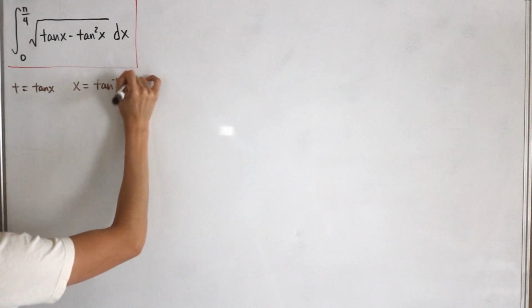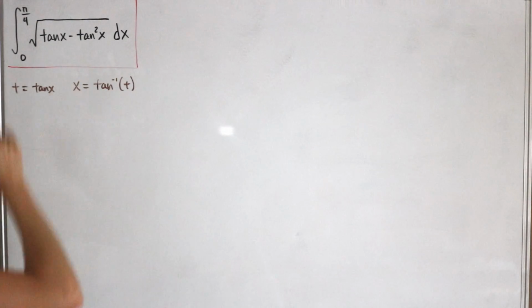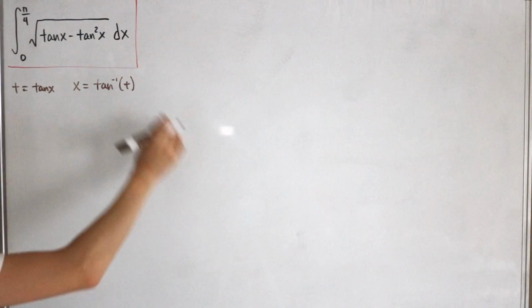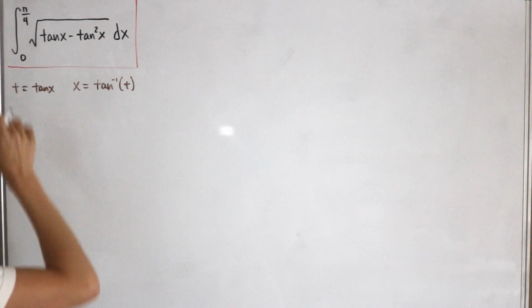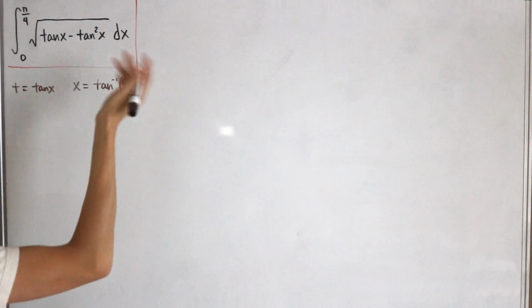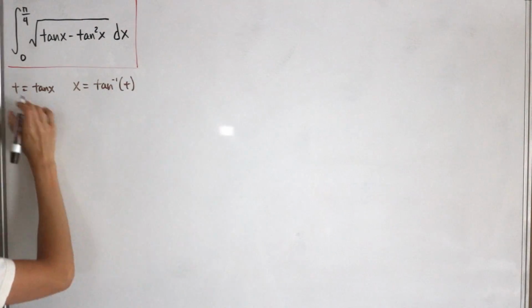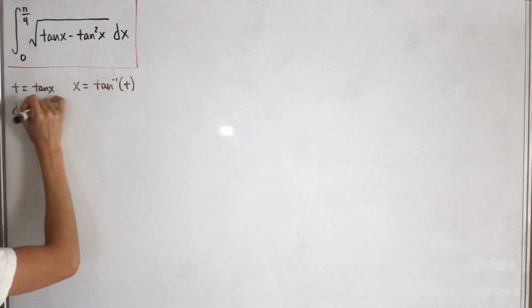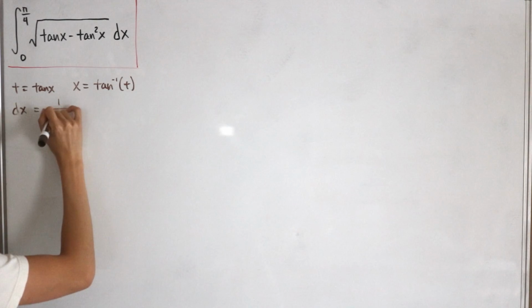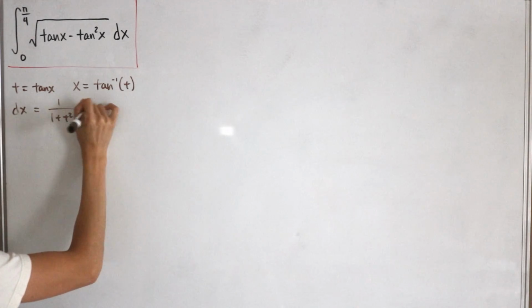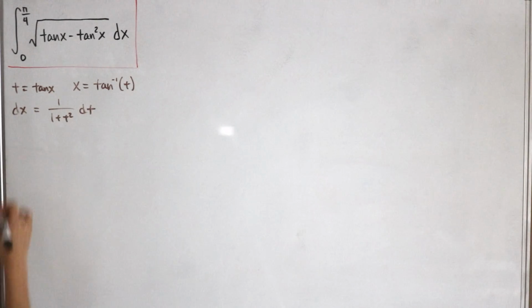inverse tangent of t. Another thing to add is that we want a dx differential, since differentiating in terms of dt makes things a little difficult to work with. So now we can differentiate both sides. dx is then just equal to 1 divided by 1 plus t squared, and then dt. And now with this, we have our new bounds.